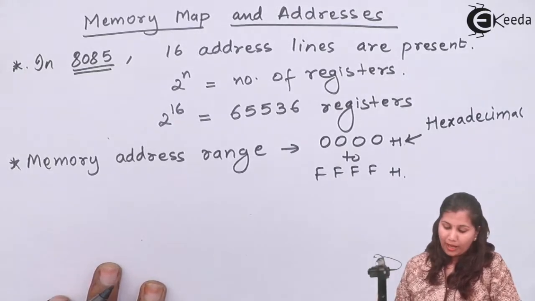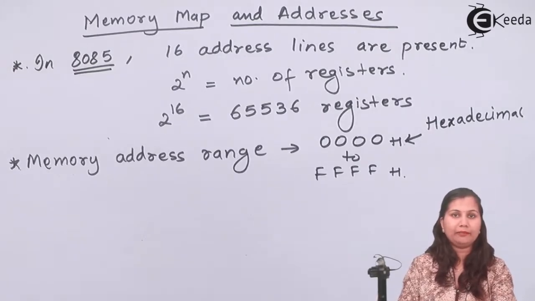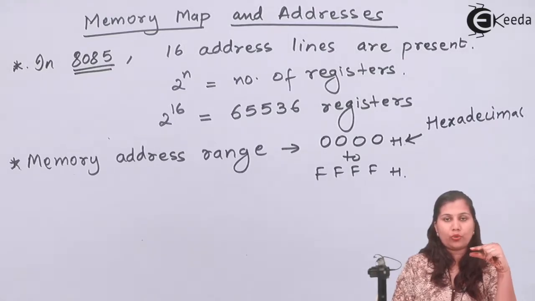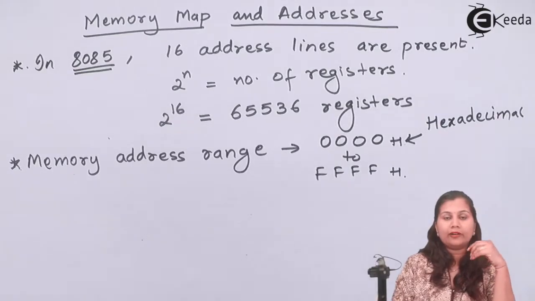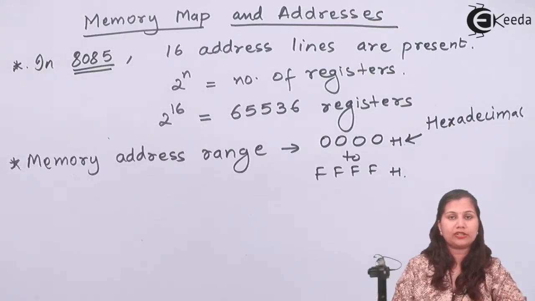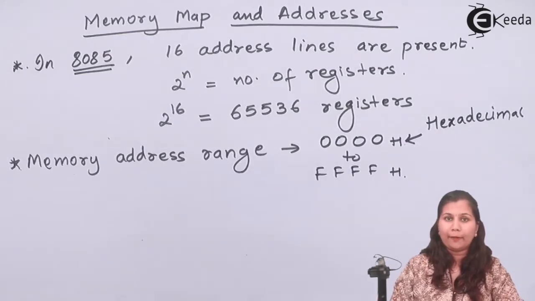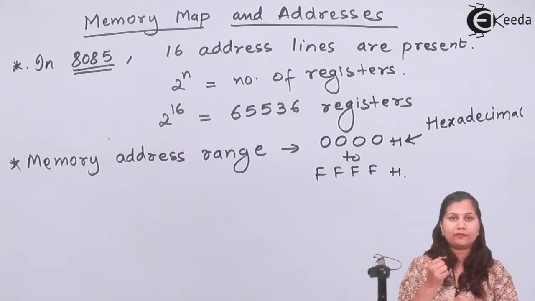Now, what is the need of doing this? Why do we get addresses for every memory register? The address is required because we want to store programs and data in these memory registers. Because there are 65536 registers, how will the microprocessor understand at which particular memory address we have to store the program or the data? To point out that memory location, we need an address for it.